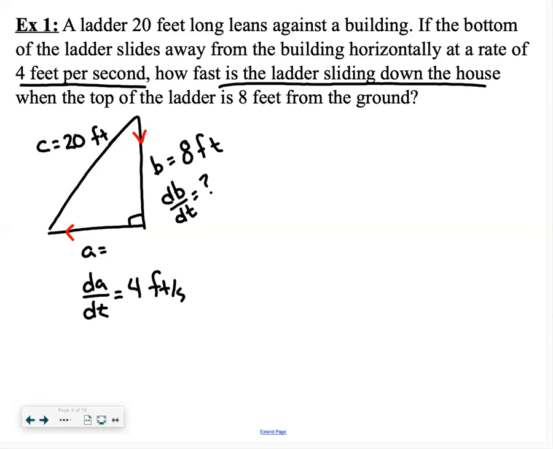Okay, so how fast is this sliding down the house? So we have a right triangle. This is going to be Pythagorean theorem, a squared plus b squared equals c squared. This was really step 1 of the notes that you guys wrote on our last class period. Step 1 was always draw a picture and figure out what geometric equation you were doing. So this is step 1.